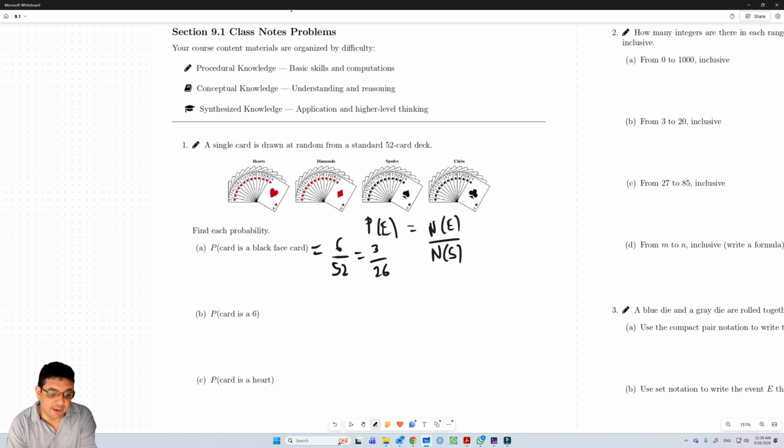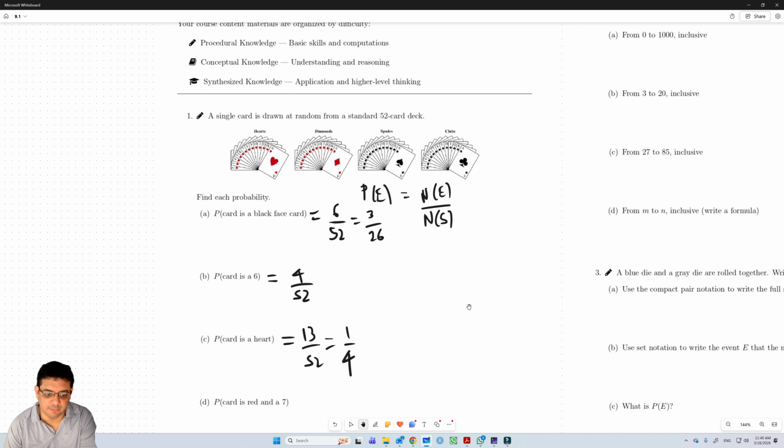The probability that a card is a 6. Well, how many 6s do we have? We have one 6 in each of the suits, so we have 4 out of 52. The probability that a card is a heart. Notice that we have 13 hearts out of 52. So simplifying, this is 1/4. Chances of getting one heart.